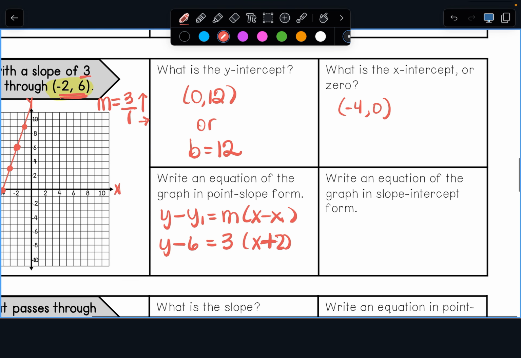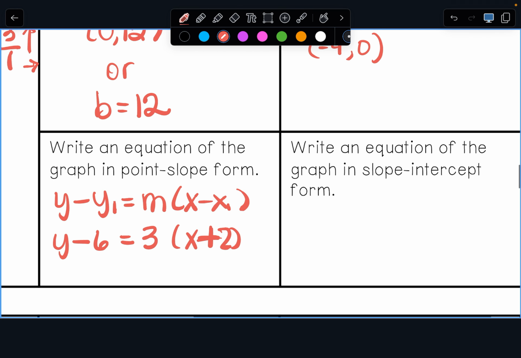Very good. We don't have to solve, right? If they want us to write this in slope intercept form, what does that mean? To solve it. I'm just saving time. When you solve it, you get 3x plus 12. Thank you. We've done a lot of solving.